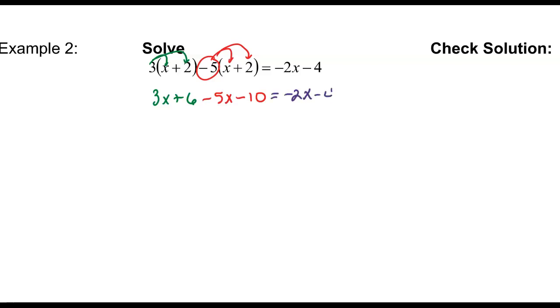Now, notice on the right-hand side, it's already simplified. I'm not touching it yet. This is when all of a sudden people think it's time to start moving things. It's not simplified. Don't move. What do I have to do next to simplify the left side? Combine like terms. What's 3x minus 5x? What's 6 minus 10?